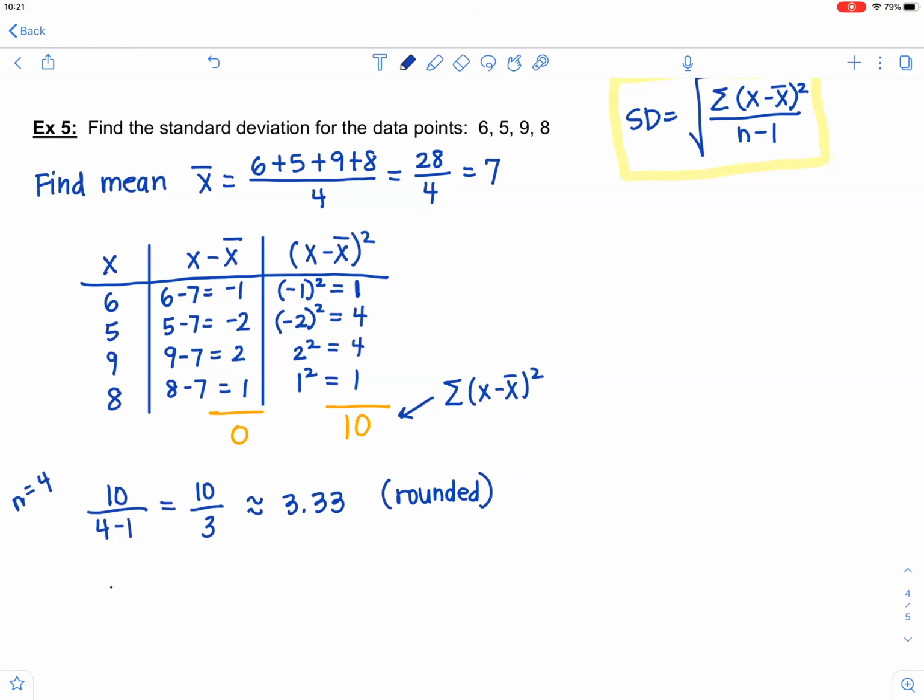So then to calculate the standard deviation, you would take the square root of that 3.33, and that would be approximately 1.82. So the standard deviation for those 4 values is approximately 1.82.